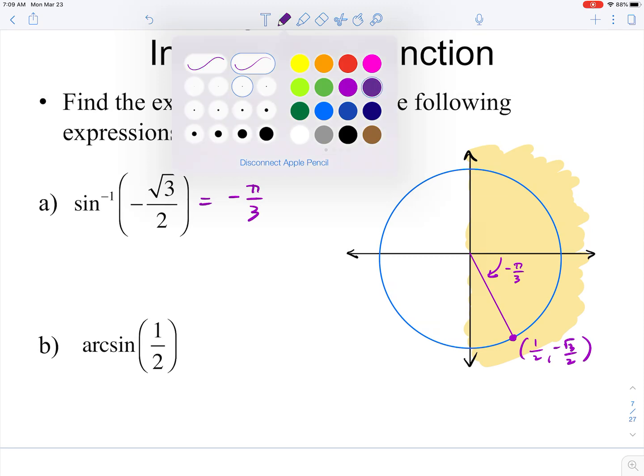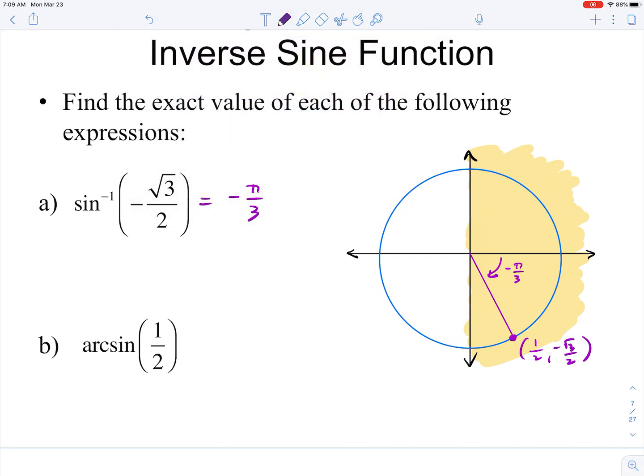All right, arcsine of 1/2. Well, sine is positive in quadrant 1, and sine would be equal to 1/2 approximately there, right? So that point is root 3 over 2, comma 1/2, and that angle would be pi over 6. Okay, so arcsine of 1/2 is equal to pi over 6.